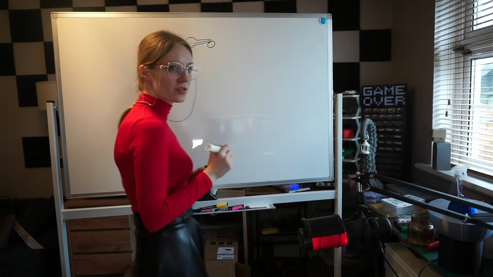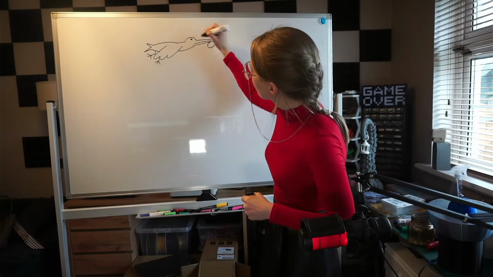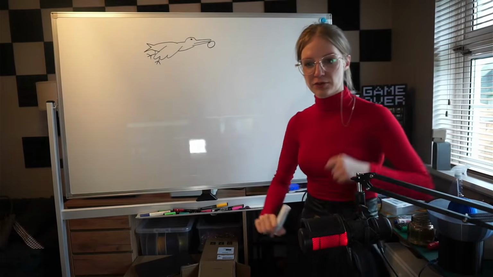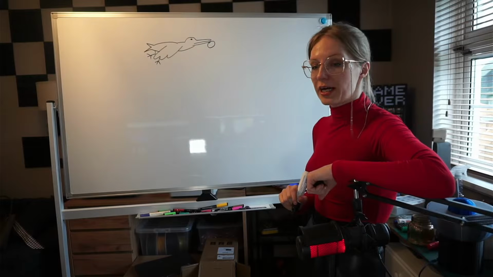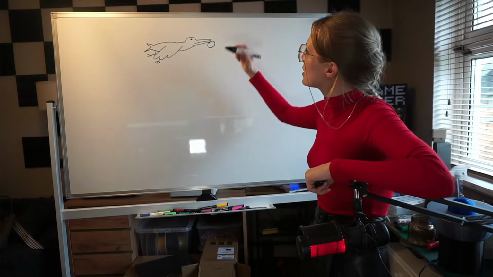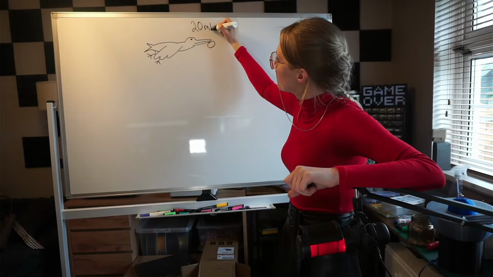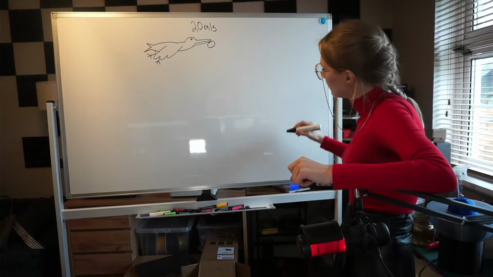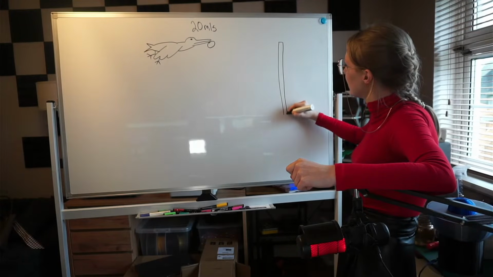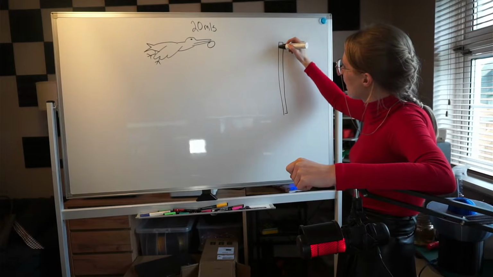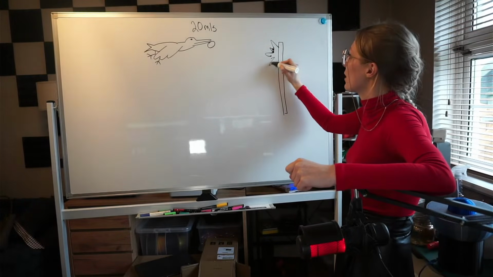Okay. So a seagull is flying in the air. There we go. Great drawing. And it is traveling at 20 meters per second. And it's about to crash into a wall.